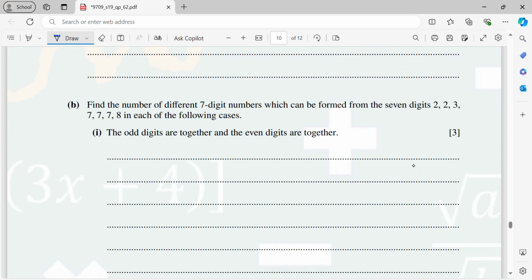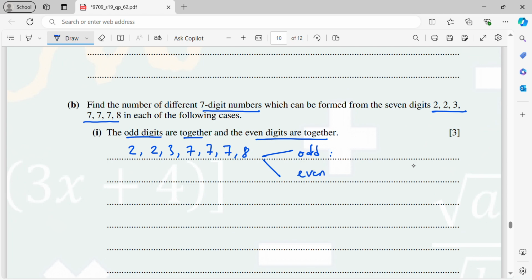Now find the number of different 7 digit numbers which can be formed from the 7 digits 2, 2, 3, 7, 7, 7 and 8 in each of the following cases. So here, 2, 2, 3, 7, 7, 7, 8. Now the odd digits are together and the even digits are together. So from here I will have odd digits and then I will have even digits.